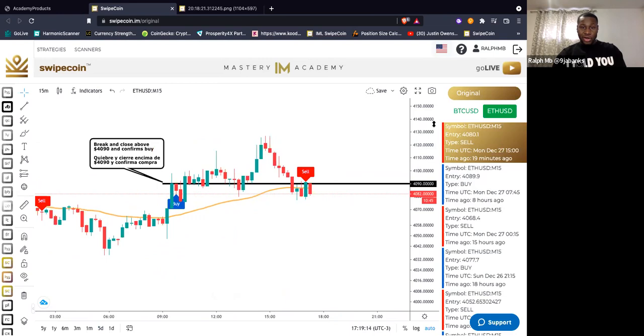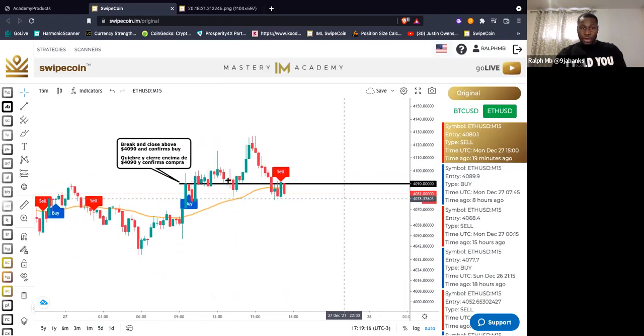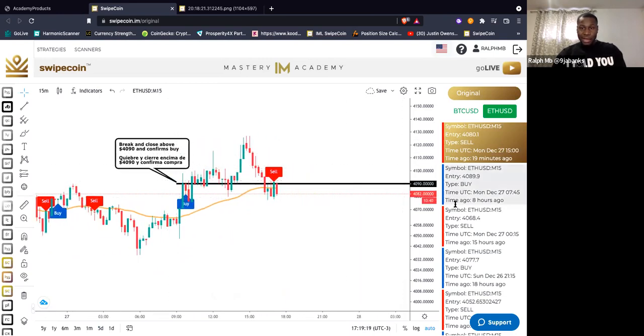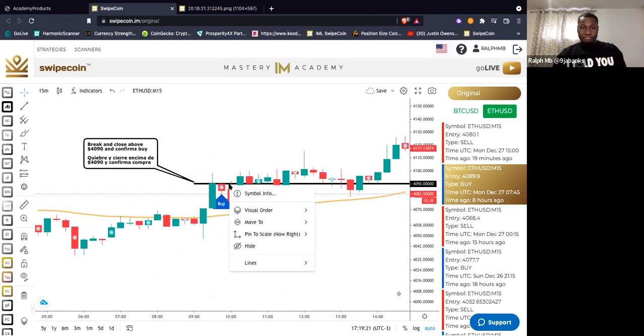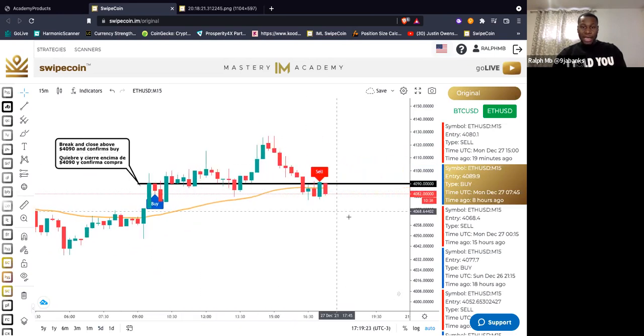Yeah, the alert generated by itself. Prior, we had a buy, right? 8 hours ago, we had a buy. Let's talk about the buy, and I'm going to break down the sell because this sell is looking juicy right now. Right, it's looking real juicy.